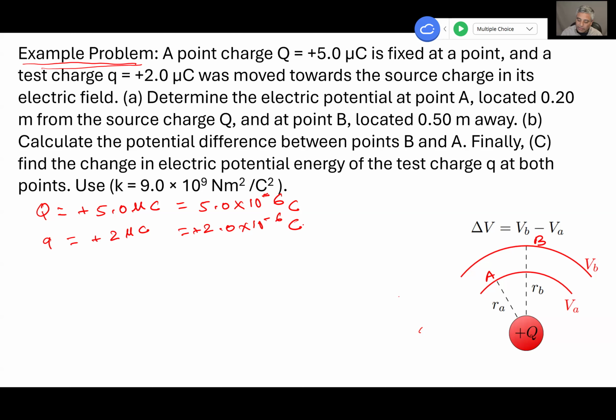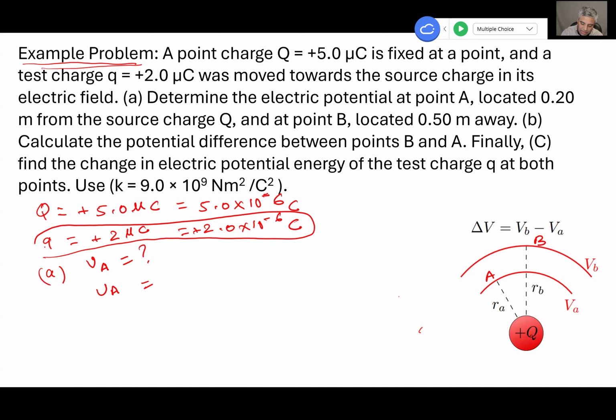Determine the electric potential at point A. So that means it's asking us to find what V is at point A. Okay. So V_A, for potential, we don't need this test charge. All we need is the source charge. And where r is given as 0.20 meters. Okay. So basically you plug in, so this is going to be positive potential, right?